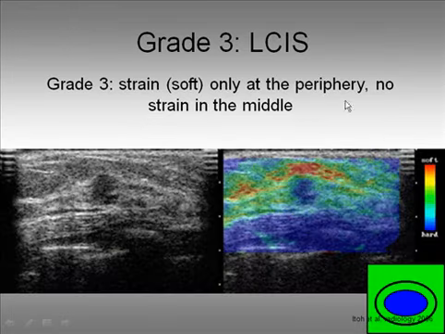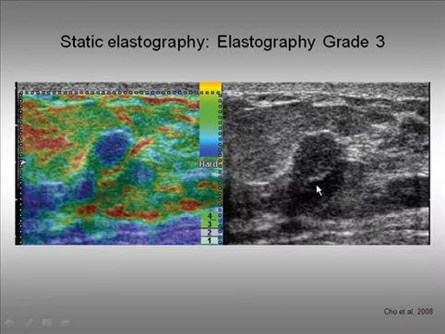Grade 3 is a little firmer, and here the pattern is mixed blue and green, but not random. So the center of the mass is very blue, and the perimeter of the mass is green, matching background tissue. So here's a mass. This is the perimeter, and you can see just the inside of it is blue. That was LCIS.